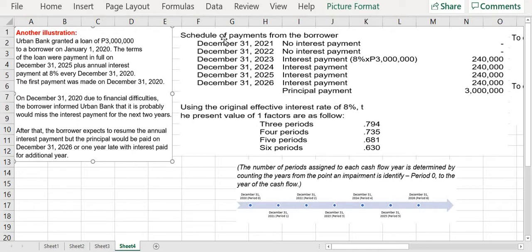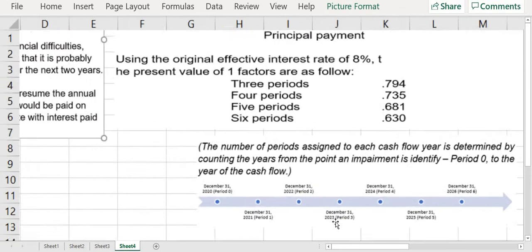So, from 2020, the next cash flow or cash payment from the borrower is on 2023 pa. So, from December 31, 2020 to December 31, 2023, that's 3 years. Kaya yung kinumpute na present value factor is 3 periods. 4 periods naman for 2024, 5 periods and 6 periods. Ayan. So, may timeline tayo dito.